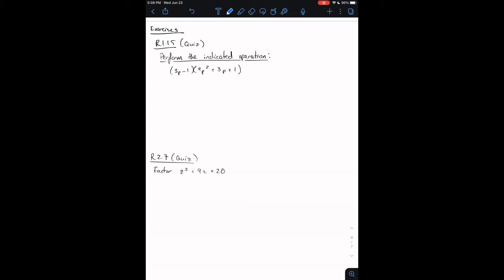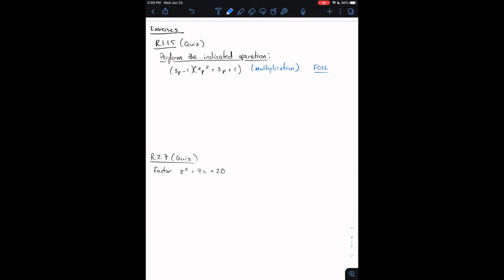So for the first one, this is from the first section. We're talking about multiplying, adding, dividing, subtracting polynomials. And it just asks us to perform the indicated operation. This indicated operation is multiplication. So how do we do that? Well, we use FOIL.